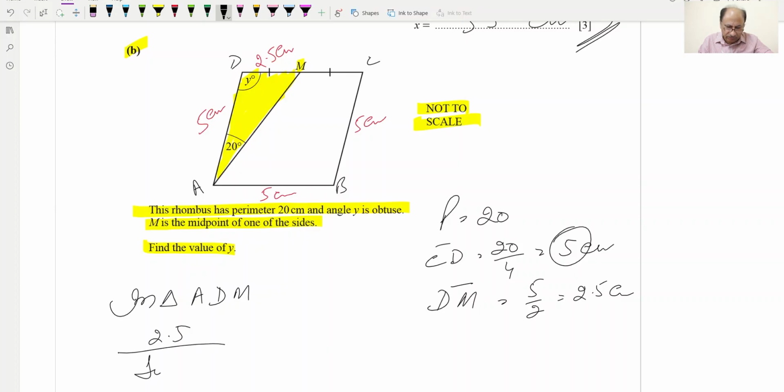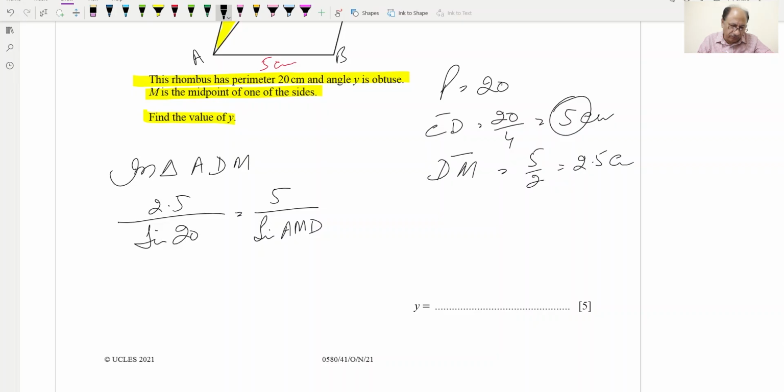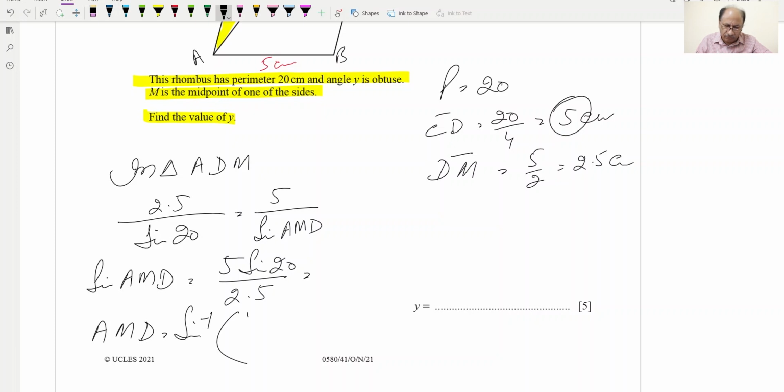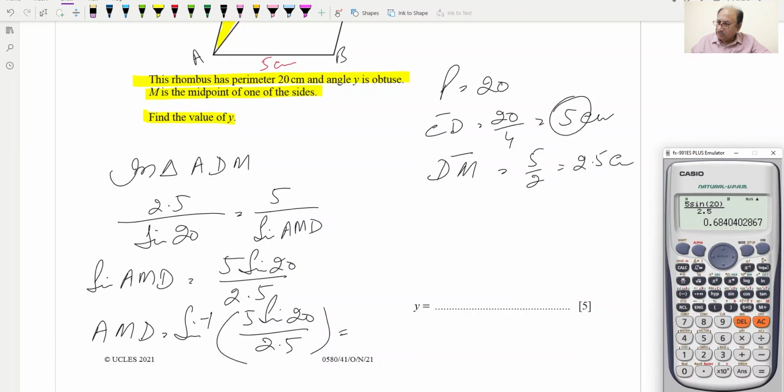2.5 over sine of 20 will be equal to 5 over sine of AMD, basically angle DMA. And we can find this angle, and then the third angle can be found. So sine AMD is equal to 5 sine of 20 divided by 2.5. But we have to take sine inverse also, so we'll take sine inverse of 5 sine of 20 divided by 2.5, and using shift sine of the answer, this will be equal to 43.16.